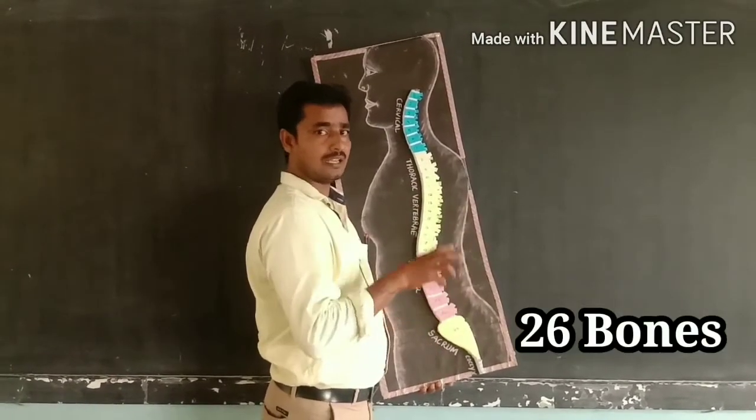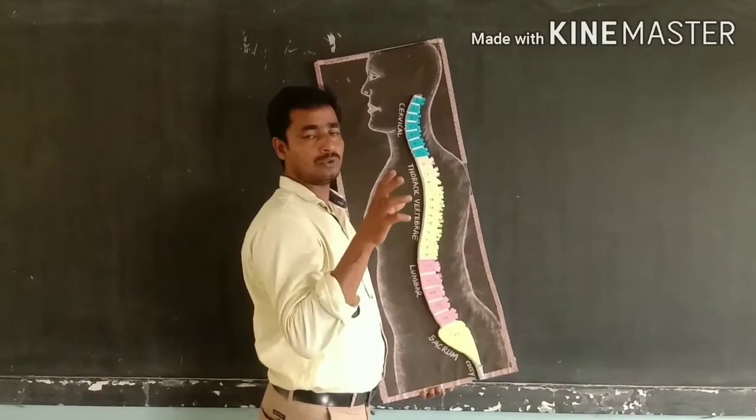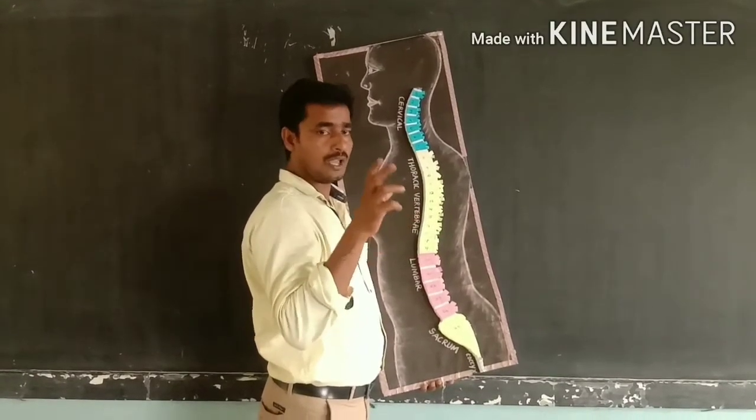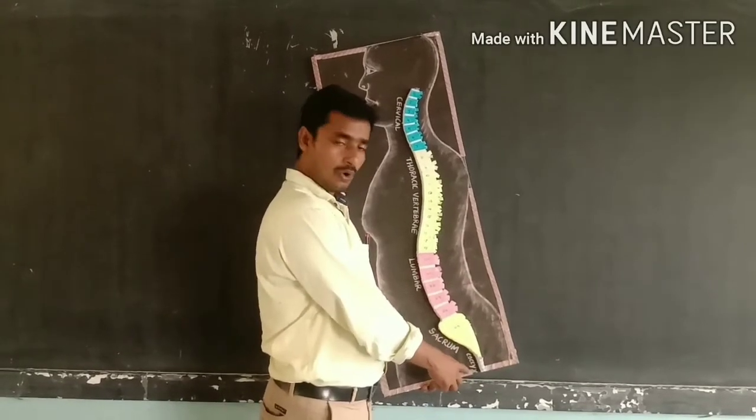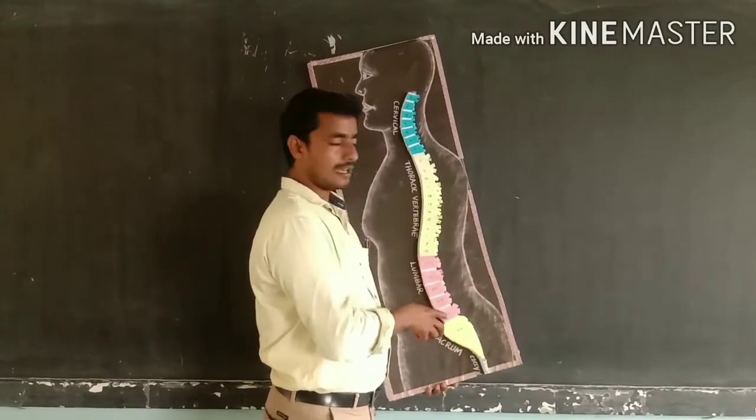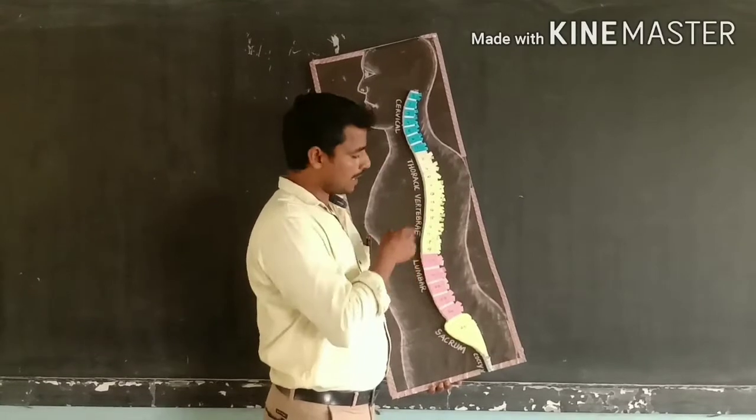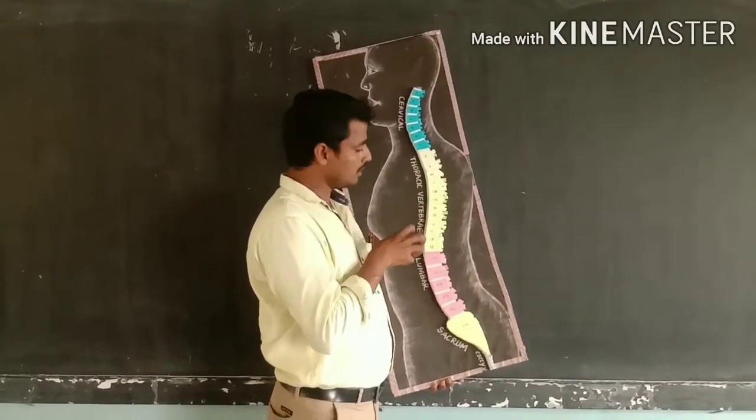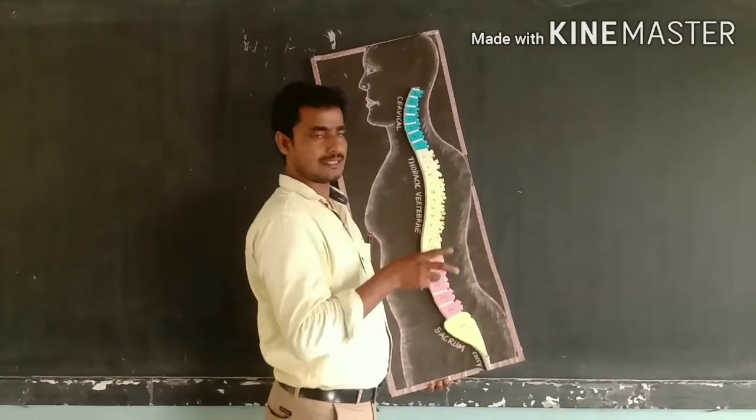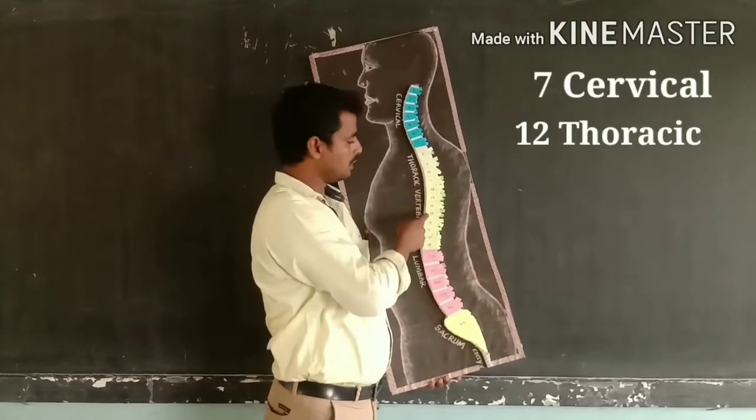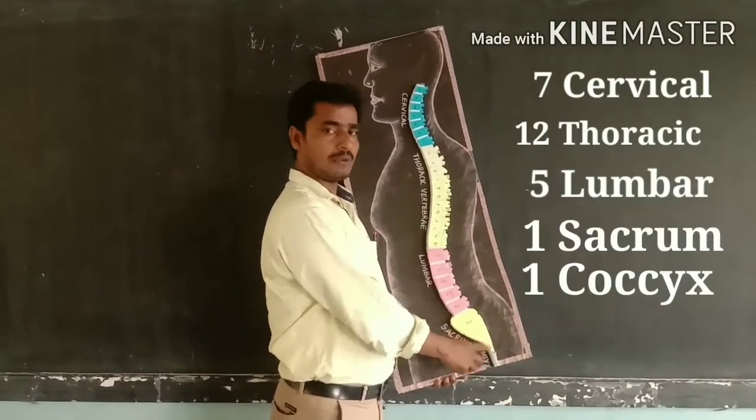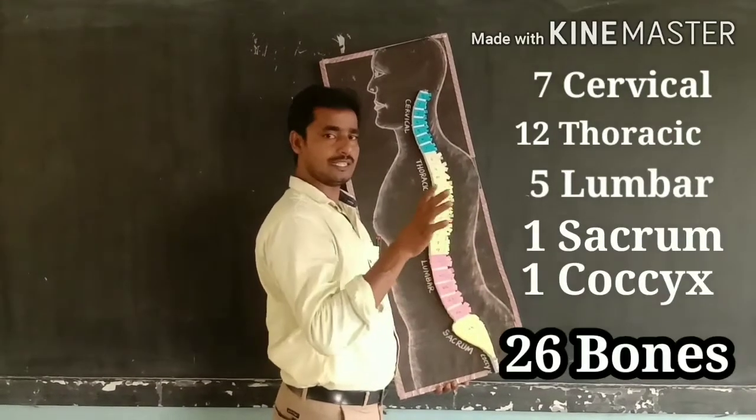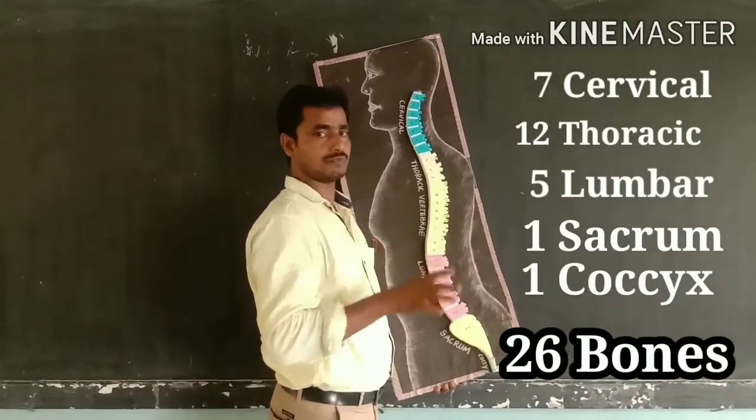Initially the newborn baby will have 33 bones, including 5 sacral and 4 coccygeal. But the adult body will have 26 bones: 7 cervical vertebrae, 12 thoracic vertebrae, 5 lumbar vertebrae, and sacrum and coccyx. So totally 26 bones are present in our vertebral column.